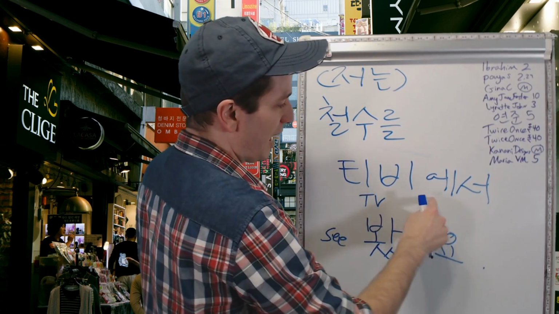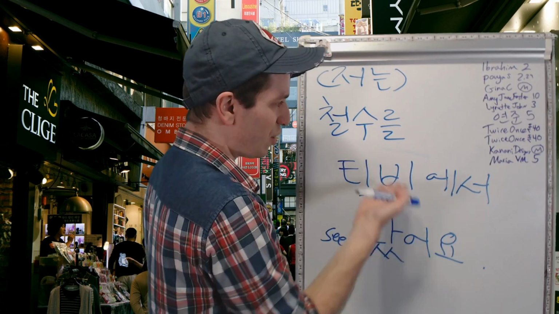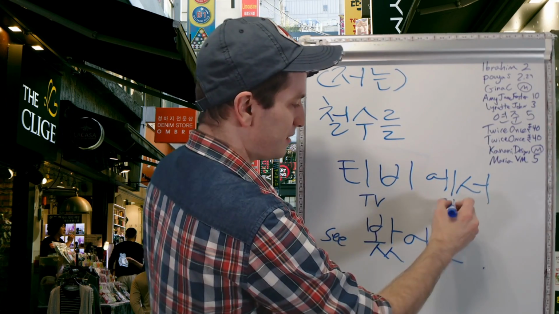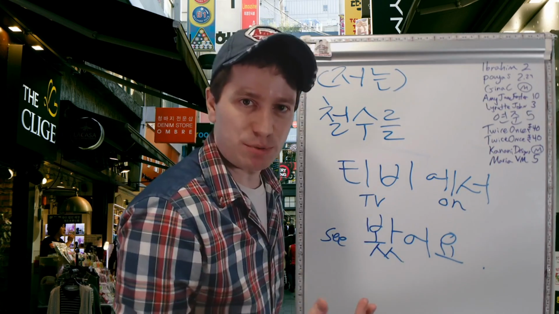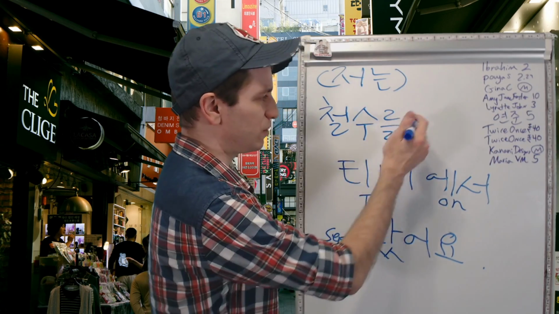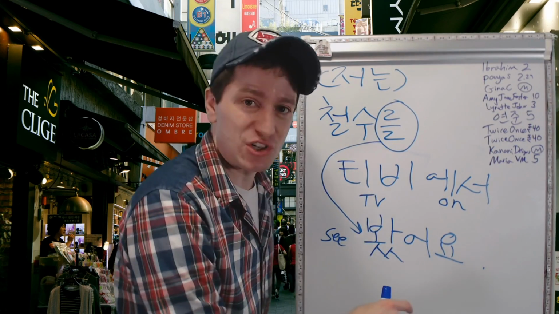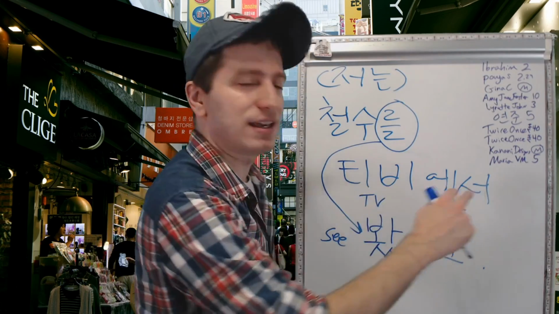철수를 TV에서 봤어요. I saw 철수 on the TV. Here it's marking the location where an action takes place, and the action is taking place on the TV. To see on TV, 철수. 철수를 봤어요. I saw 철수. 철수를 TV에서 봤어요. I saw 철수 on the TV.